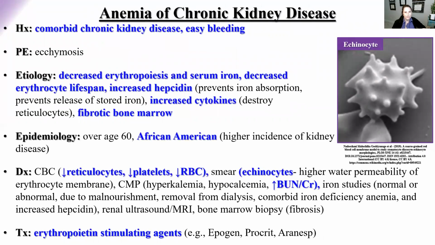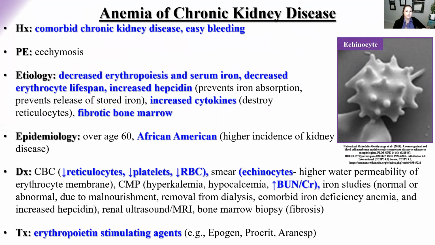Anemia of chronic kidney disease. Chronic kidney disease is something that's commonly associated with anemia in its later stages. So in the question, expect that they're going to drop something about this patient having a chronic comorbid kidney disease. Also, easy bleeding may be in the history of this one. Because they have easy bleeding, you may also see ecchymosis on this patient.